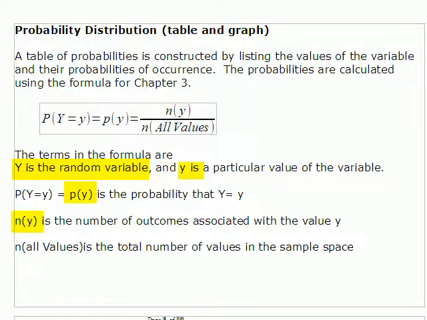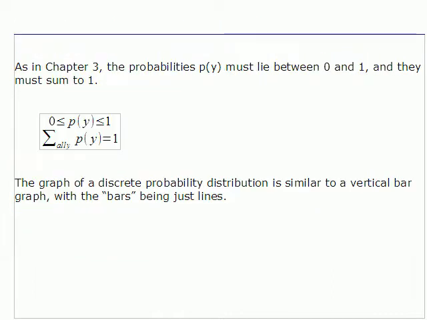N of y, with y in parentheses, is the total number of outcomes that are associated with that value y, and n of all values is the total number of outcomes in the entire sample space. So probability again is computed in the simple way it was done before: total number of ways that y can be obtained in the sample space divided by the total number of all outcomes in the sample space. And just as before, probability varies between 0 and 1, and the sum of all the probabilities over the entire sample space has to equal 1.